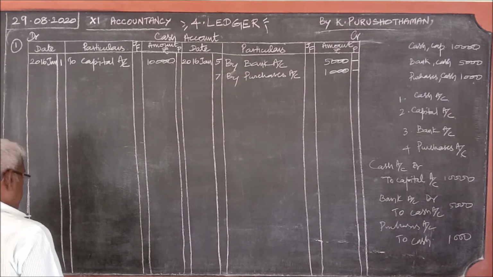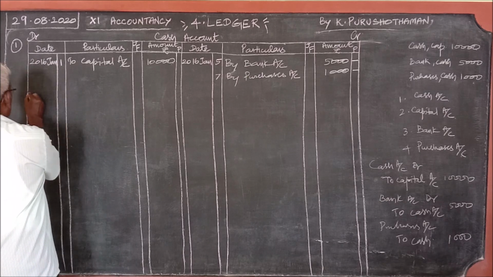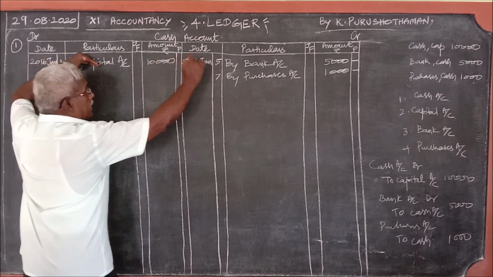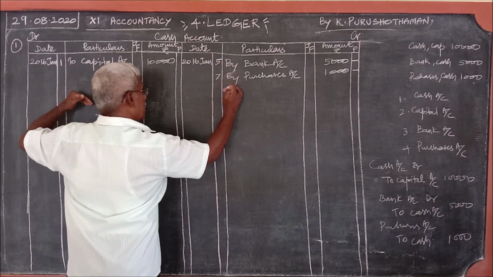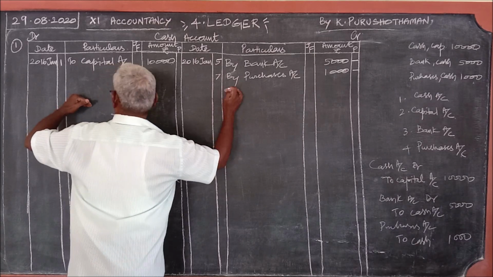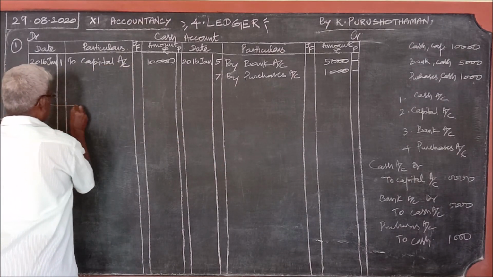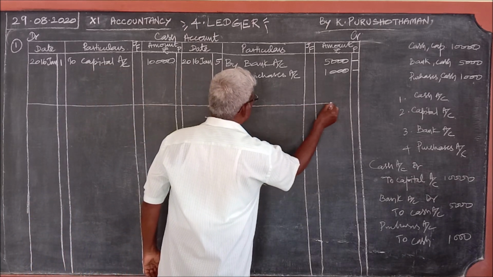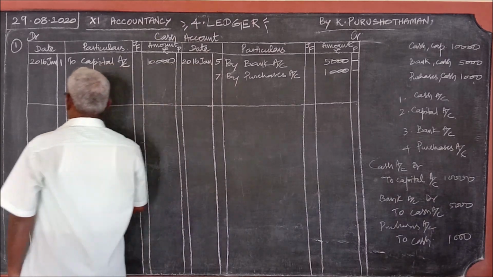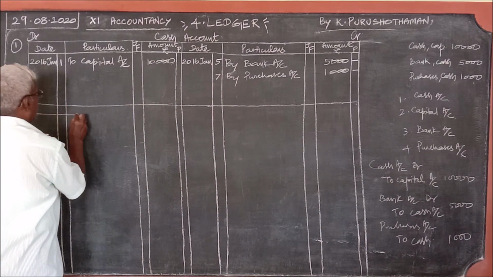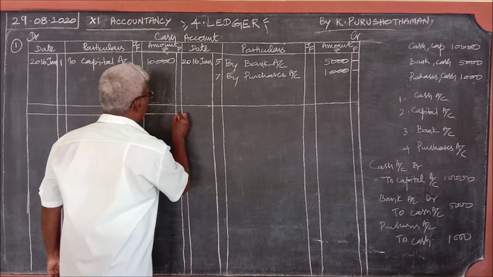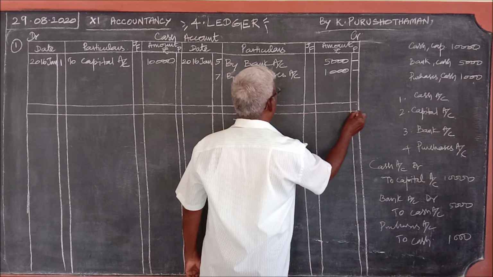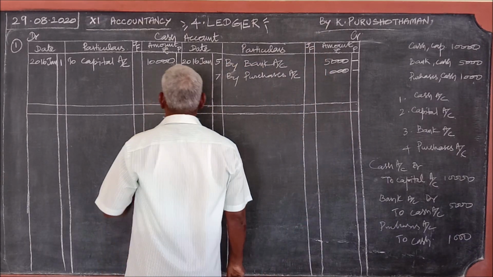Listen how I am closing. This is the next important point. Close the ledger by leaving a line. After this first line, this is the second line. Then after this you leave a line, third line. Then you close the ledger. Close the ledger. How to close?